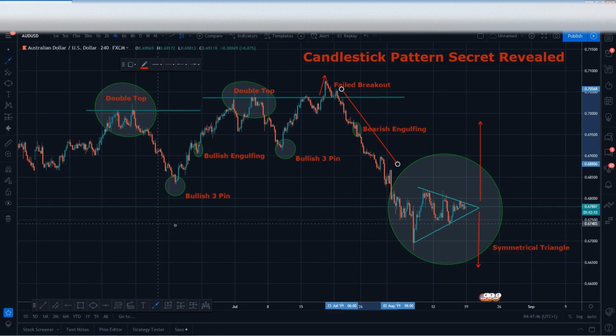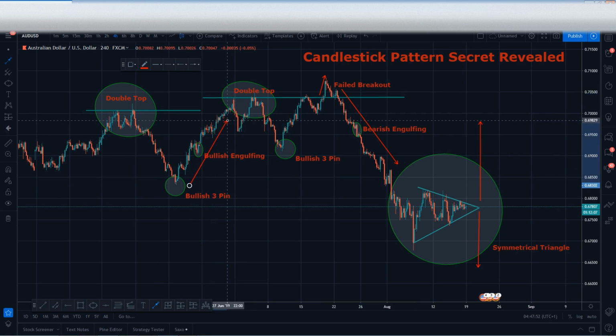Grab my arrow tool. And then here, when you see the bullish 3-pin formation, this formation is telling us that price is going to go back up, and look what happens. And then let's keep going. Double top. We identify double top. Double top is a reversal formation. Look what's happened. Price went down.